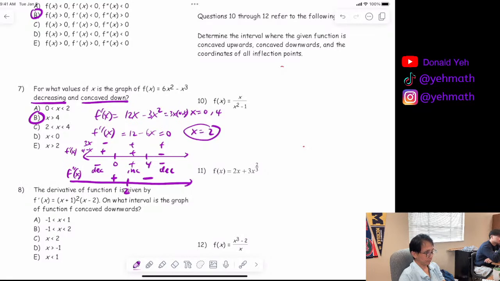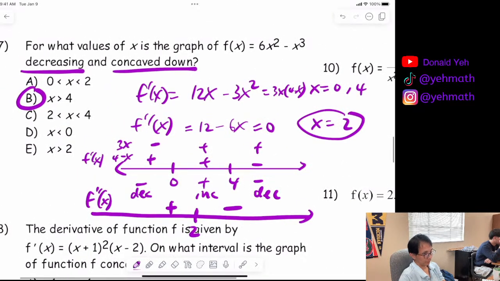Could you zoom in on B? Could you zoom in on the answer? x greater than 4.